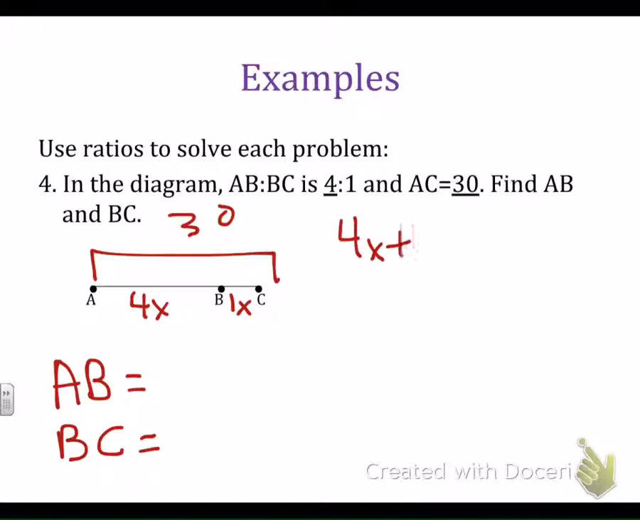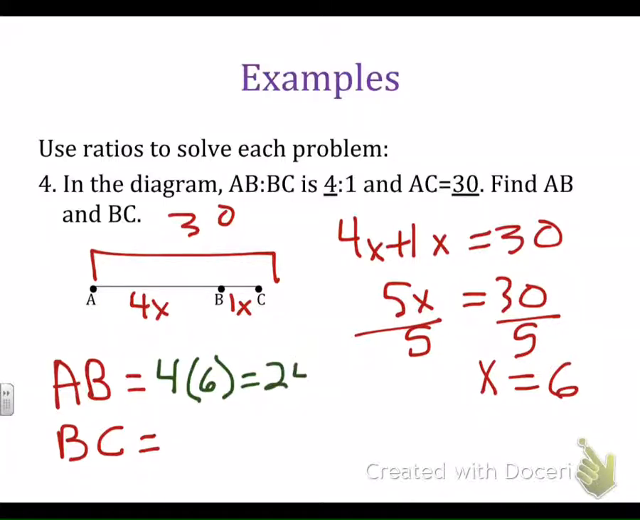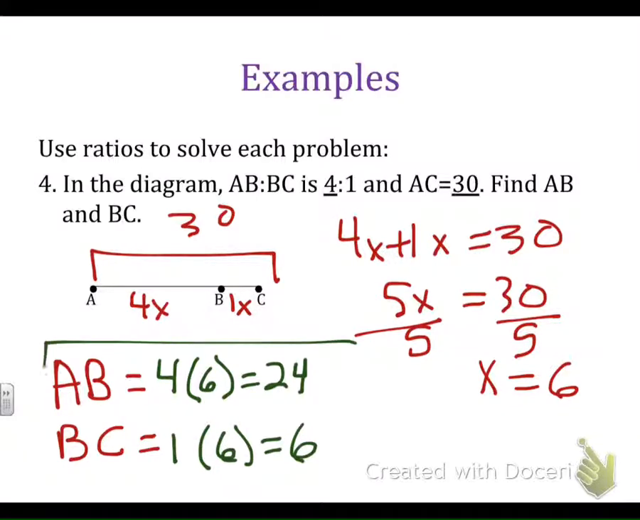So 4x plus 1x equals 30. So we're just adding these together, and then we know they equal 30. So 5x equals 30, divide by 5. So x equals 6. Now that's not our answer, but we need to plug the x into these values. So we're going to do 4 times x, which is 6, which is equal to 24, and 1 times 6, which is equal to 6. And that's your answer.